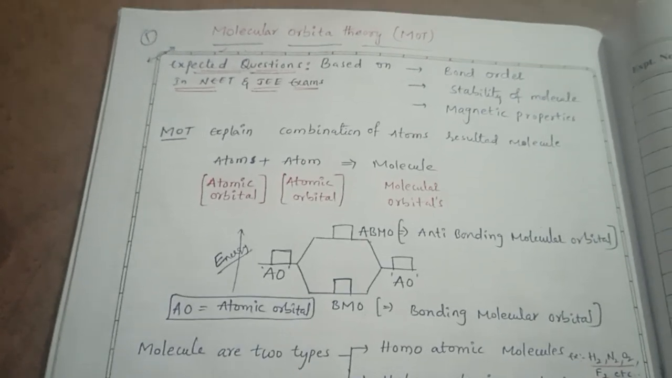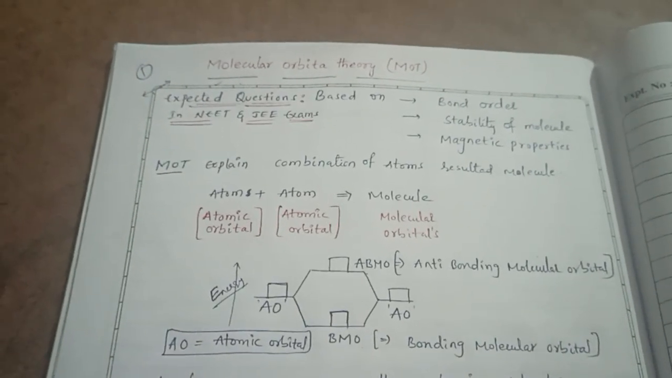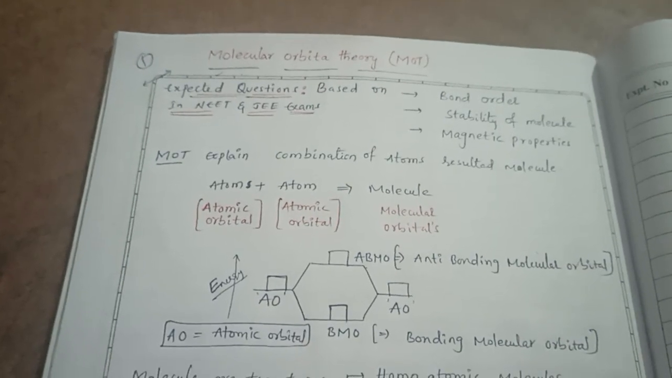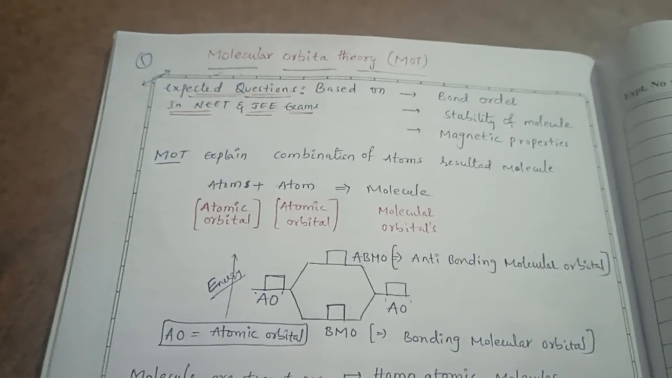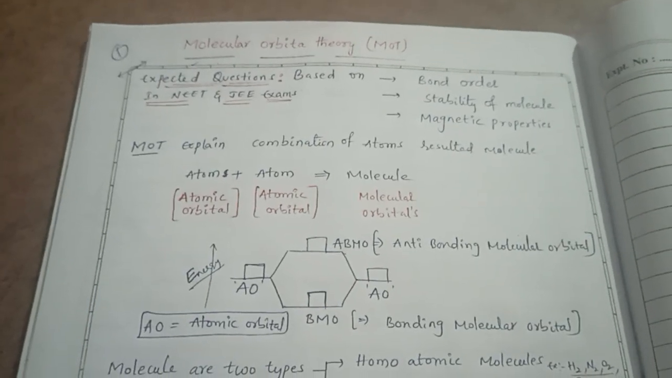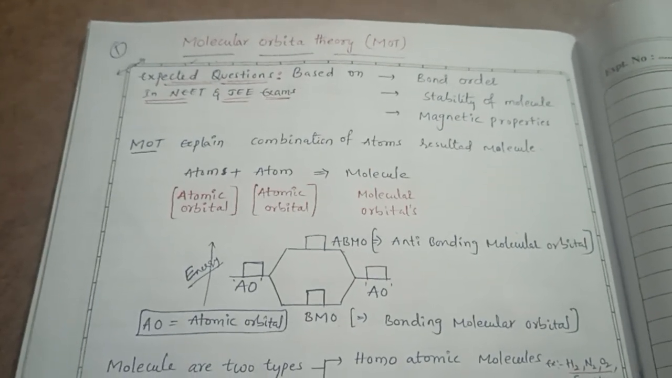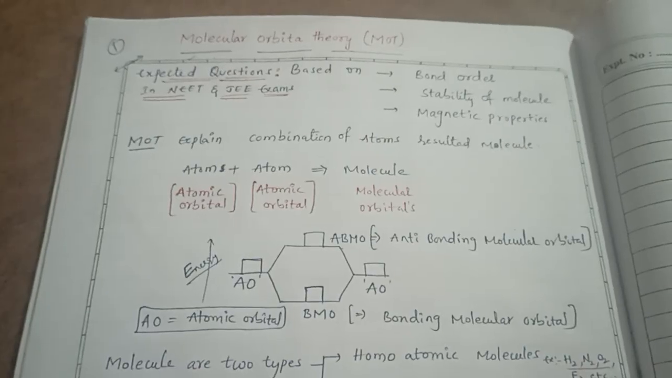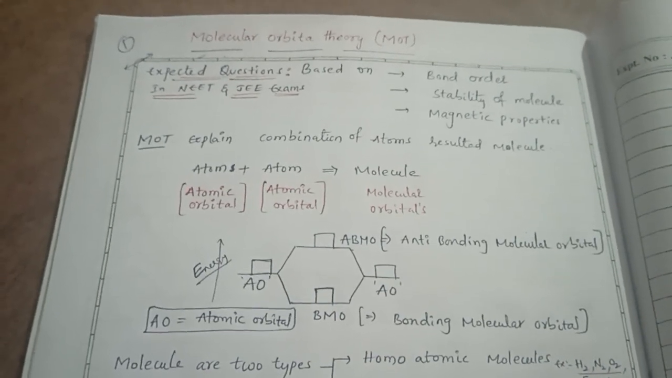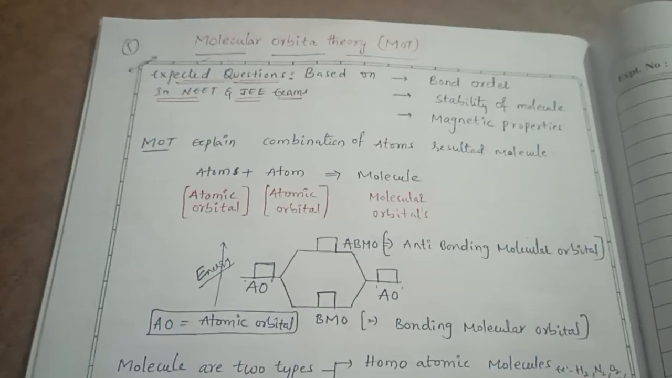Hi students, today I am going to explain molecular orbital theory applications to solve the questions in NEET and JEE exams. The applications are mainly bond order, stability of molecule, and magnetic properties. Mainly, molecular orbital theory explains the combination of atoms resulting in molecules.